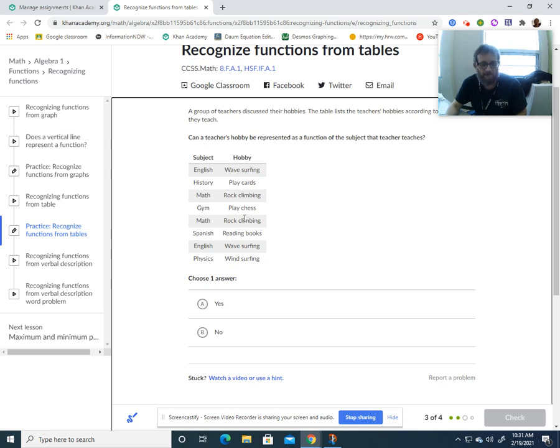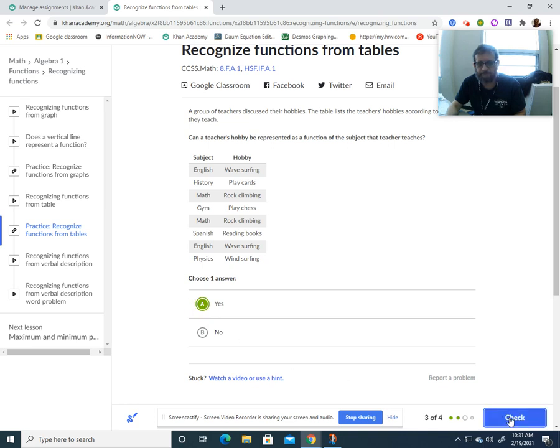Math is also rock climbing. None of the others get repeated. You don't see history twice. You don't see gym twice. You don't see Spanish or physics twice. So since each time I put in English, I got out the same answer, that's okay. That's a function.